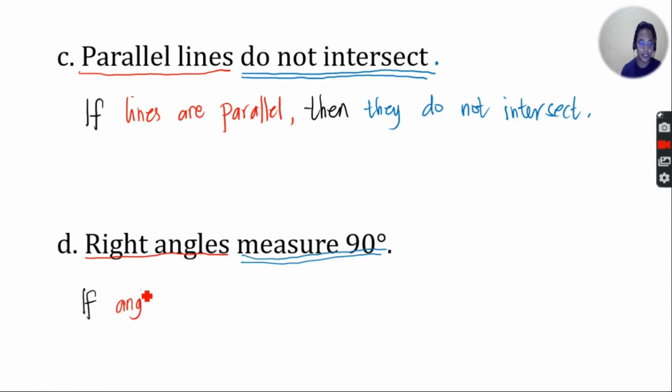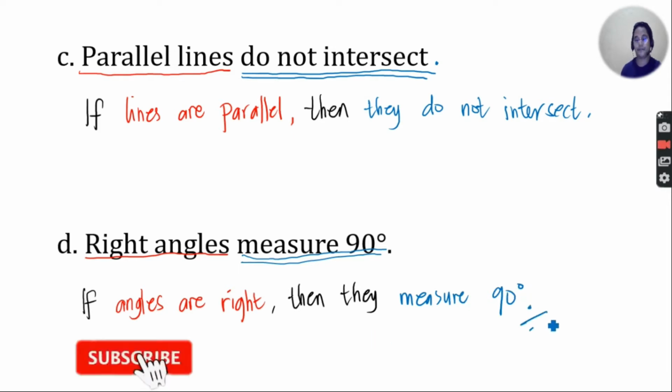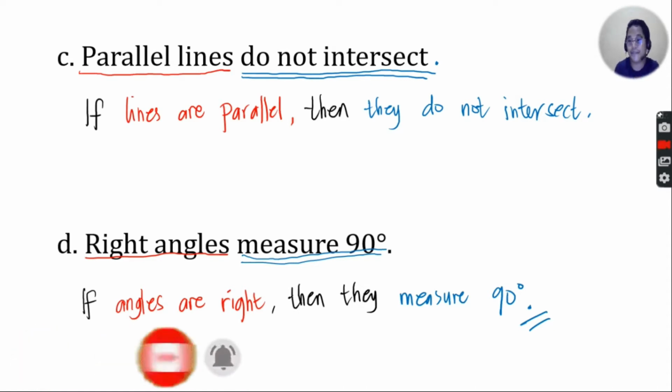If angles are right, then they measure 90 degrees po. So, ayan na po. To transform a statement into if-then form, kailangan nating i-identify yung subject and predicate ng ating sentences para magamit natin siya into if and then part po ng ating conditional statements po.